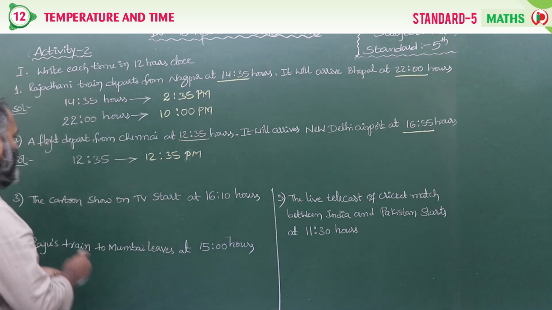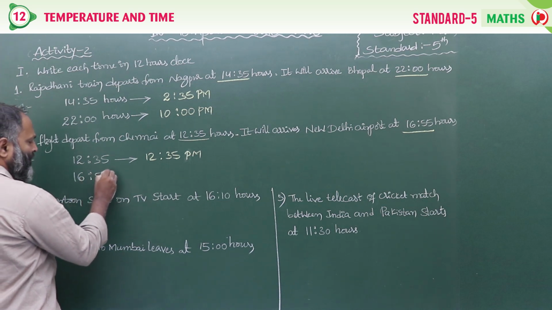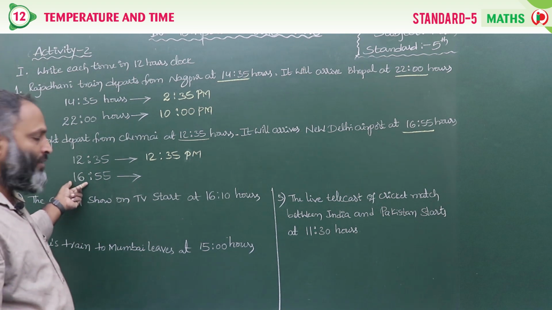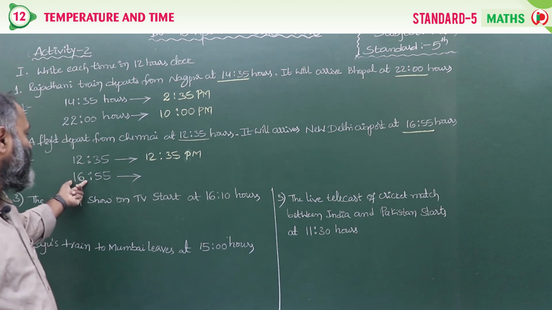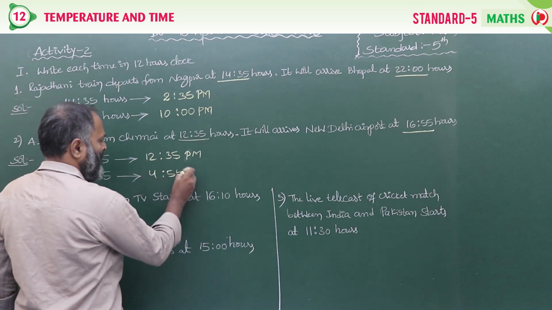Now 16:55 is more than 12, so subtract 12 from the hours. 16 minus 12 is 4. 4:55, write PM.